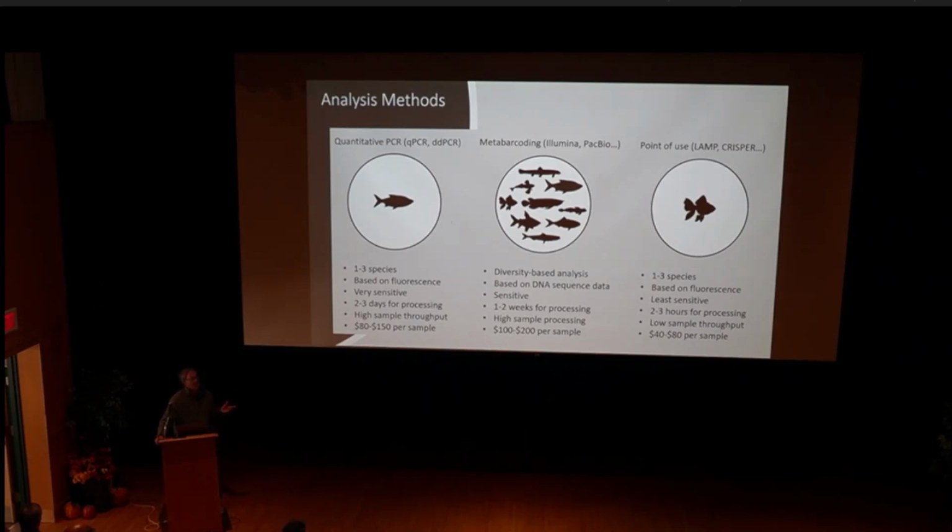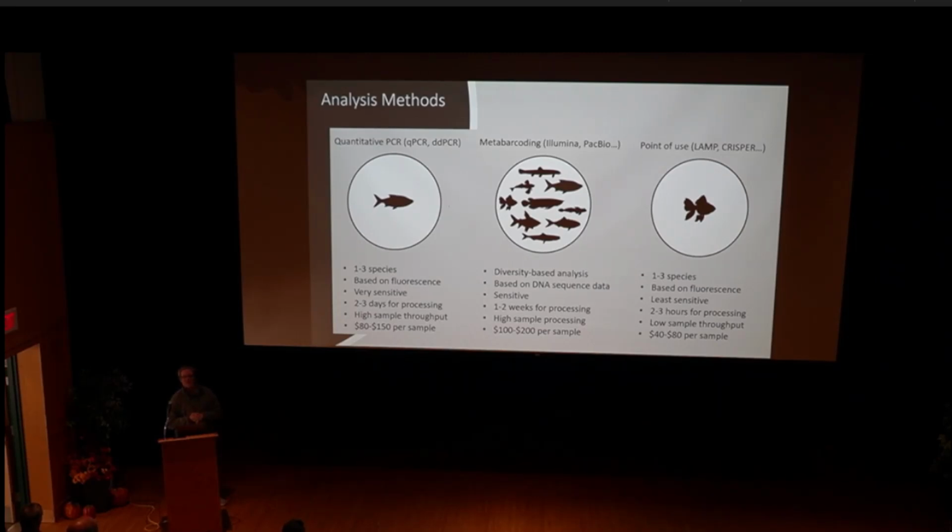which is quite different than metabarcoding. Metabarcoding is really a diversity-based analysis. We can look at a whole suite of organisms or species at the same time. Right? So that's really a diversity-based analysis. Quantitative PCR and point of use are a fluorescence-based detection technology. I'll talk about that a little bit in the next slides, where metabarcoding is sequencing.